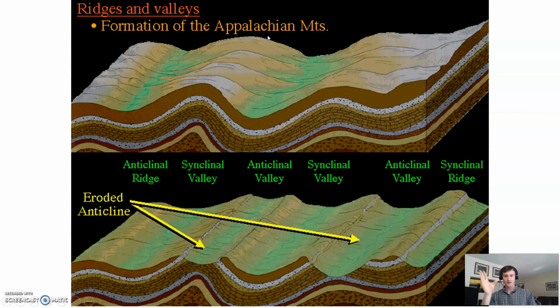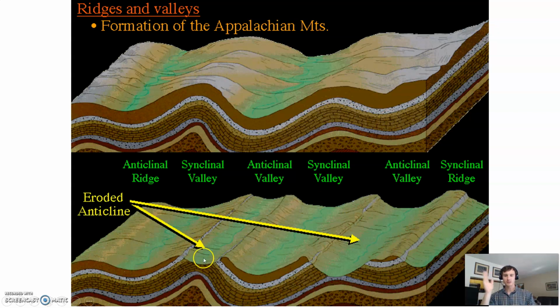So something to be aware of, like in our case here, formation of the Appalachian Mountains. These folds aren't exactly the same as topography. So just because something is a mountain does not mean that it is an anticline. Just because something is a valley does not mean that it is a syncline. As in, for example, here. So we fold these layered rocks up in a series of anticline, syncline pairs like this.